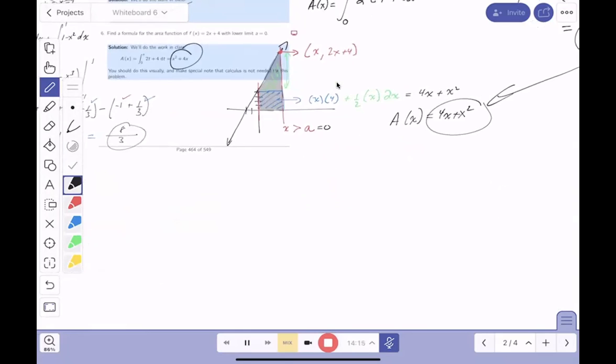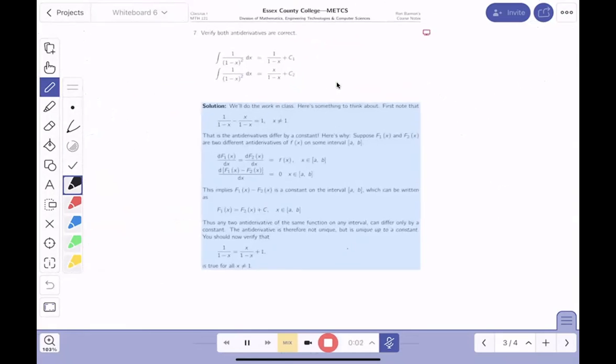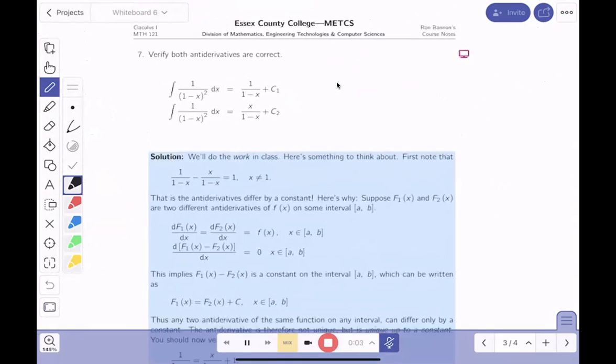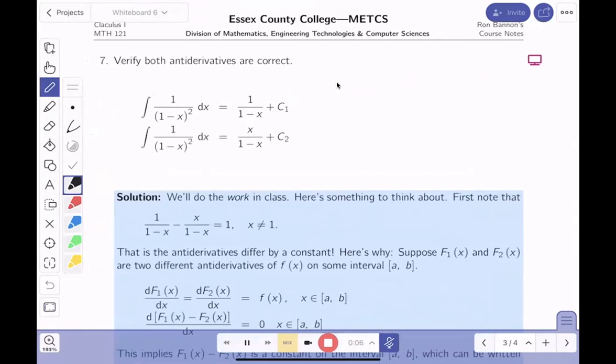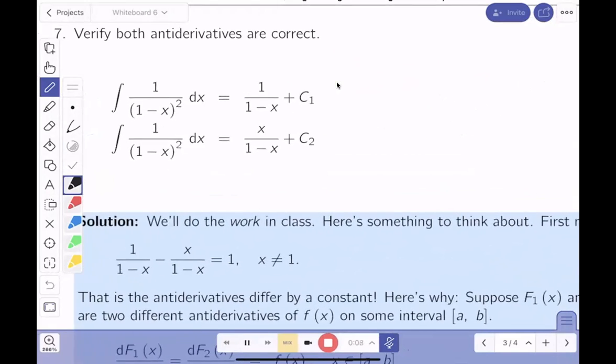So that's number 6. And again, I'm learning as I'm moving along, and certainly we want to retain what we learn. The way to do that is you practice the problems over and over again. Go next. Oh, this one looks really tough. Verify both antiderivatives are correct.